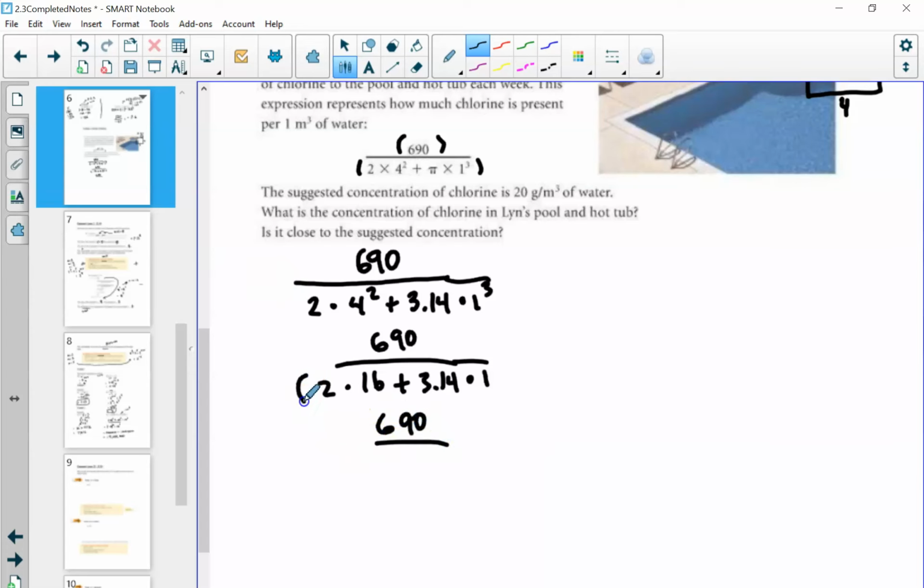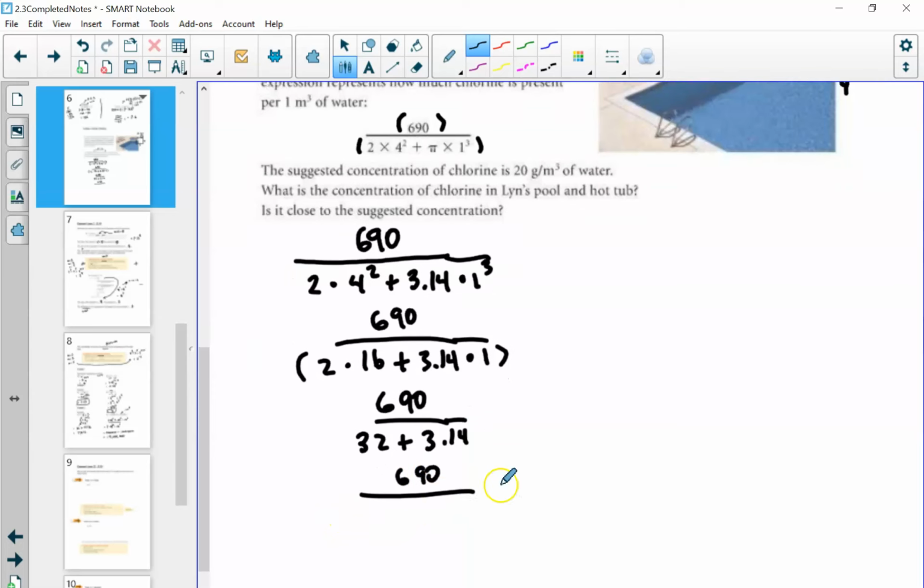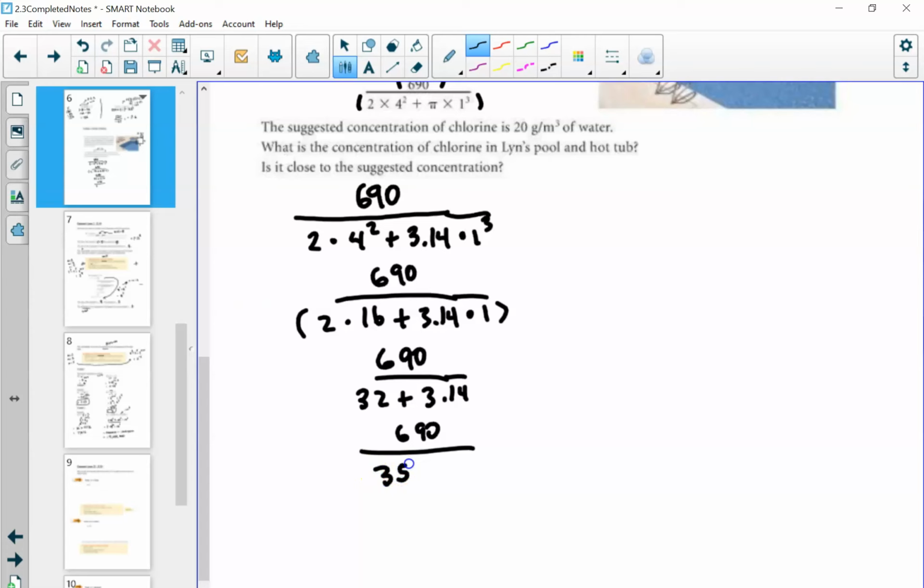All right, now we've got all our numbers in place, let's just keep taking it forward. 690, and then again, let's just assume that that's all in brackets. We've got to do multiplication first. So 2 times 16 is 32, plus 3.14 times 1 is just 3.14, and just keep taking our math all the way down. 690, and that's going to equal 35.14, and punch that out in our calculator. 690 divided by 35.14 equals 19.64. And what's our unit here? Our unit is grams per meter cubed.